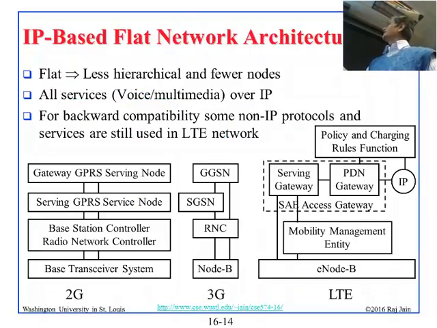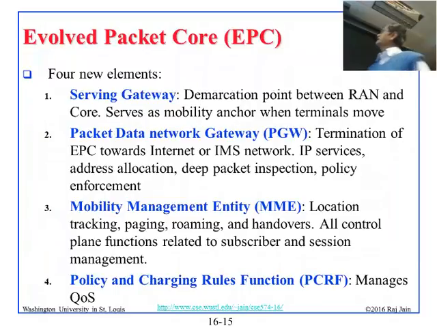Packet data gateway. This is the end of your IP. So everything else that we need to do before we send you on to the wireless is done here. It is the termination of the evolved packet core towards the internet: IP services, address allocation, deep packet inspection, policy enforcement. What is deep packet inspection? Deep packet inspection is security, a firewall. So all the security stuff that needs to be done before we take you in on this side and put you out on the IP side is done here. This is the boundary point.